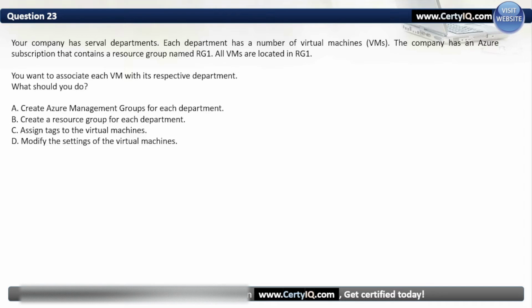Question 23. Your company has several departments. Each department has a number of VMs. The company has an Azure subscription that contains a resource group named RG1. All VMs are located in RG1. You want to associate each VM with its respective department. What should you do?